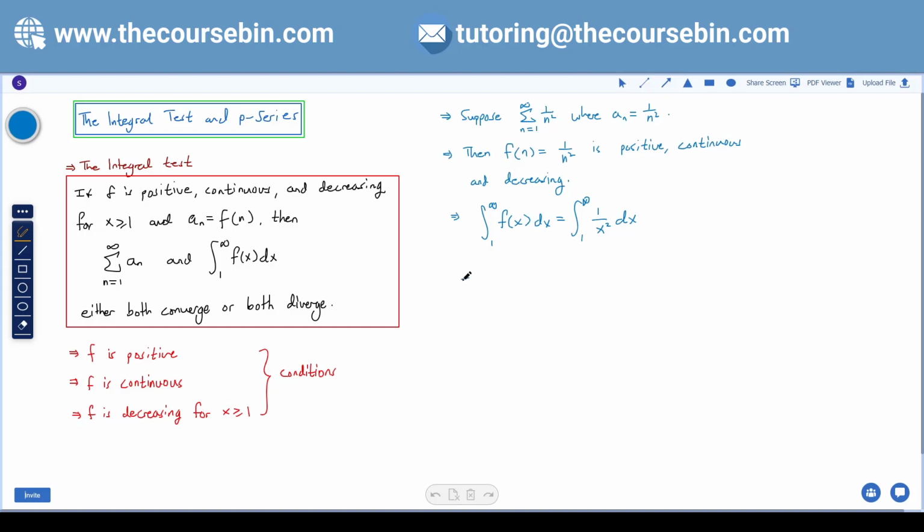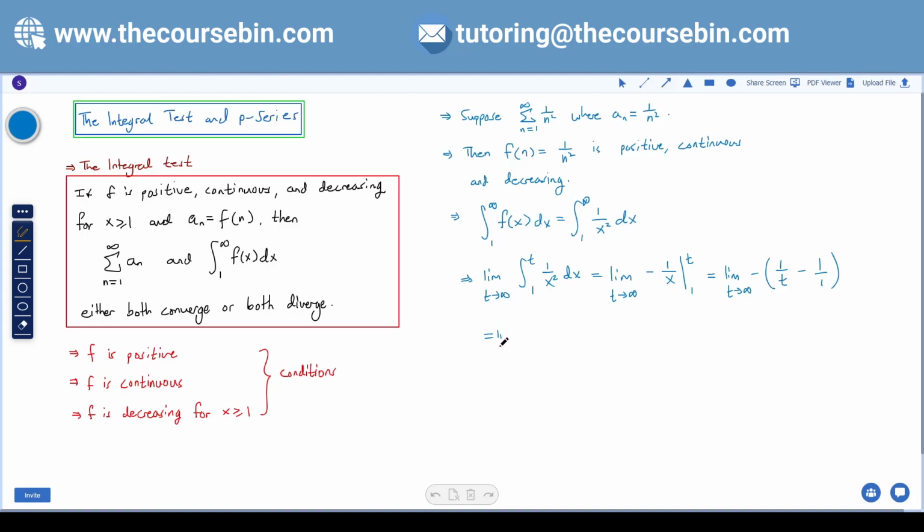So this means that we have the limit as t goes to infinity of the integral from 1 to t of 1 over x squared dx, which equals the limit as t goes to infinity of negative 1 over x from 1 to t. This is equal to the limit as t goes to infinity of negative 1 over t minus 1 over 1.